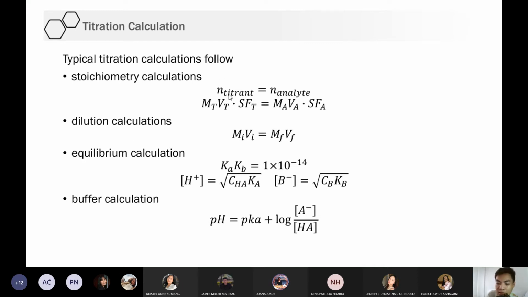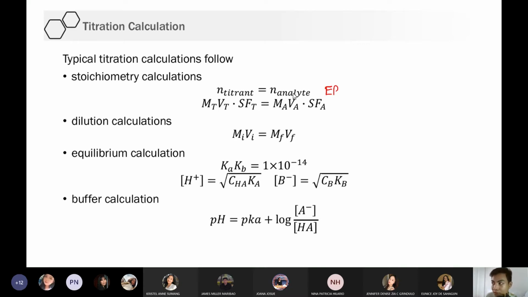Itong first equation na to, this is at equivalence point. This is the condition at equivalence point. It says that the moles of titrant is equal to the mole of analyte at equivalence point. Okay? How do you solve for the moles of titrant? That's the molarity of titrant, volume of titrant, times its coefficient sa balance equation. Okay? So, yan yung way to solve the moles of titrant. Molarity of titrant, volume of titrant, times its coefficient sa balance equation.